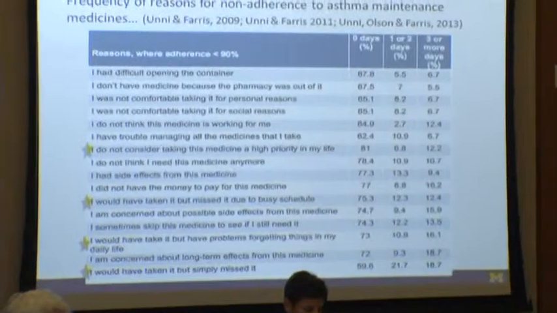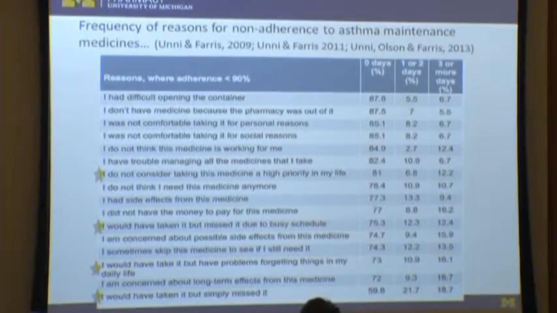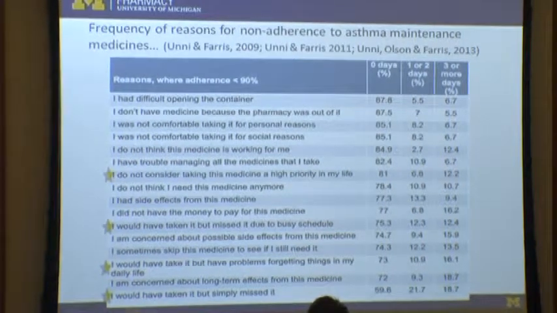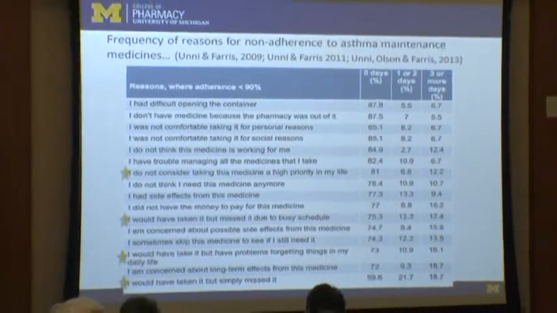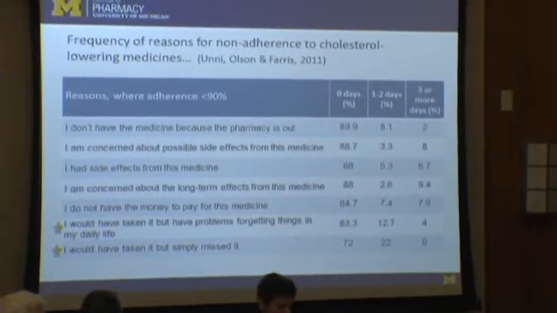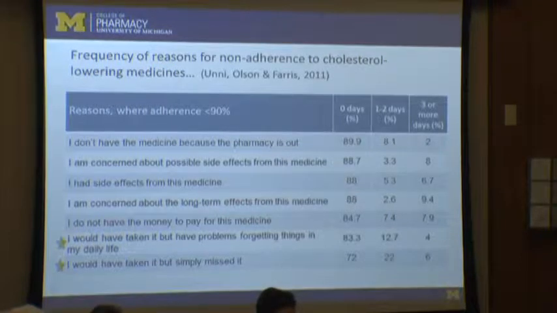So this is all the reasons that we posed to people who were taking their asthma maintenance medications. And this is the list of reasons when people had adherence less than 90. Don't write these numbers down. You don't have to read it. What I want you to do is look at the number of reasons for asthma meds. Same data for cholesterol lowering meds. Different reasons, different meds. Ask about different classes of meds.